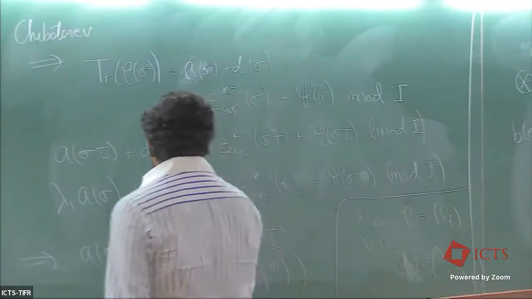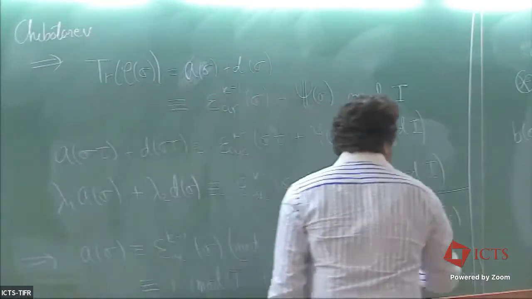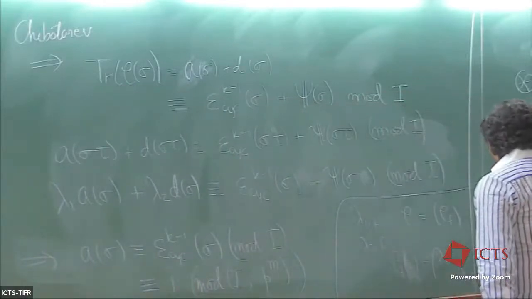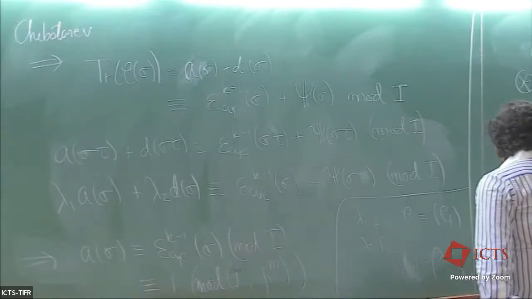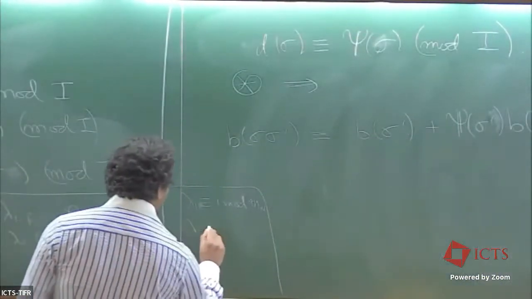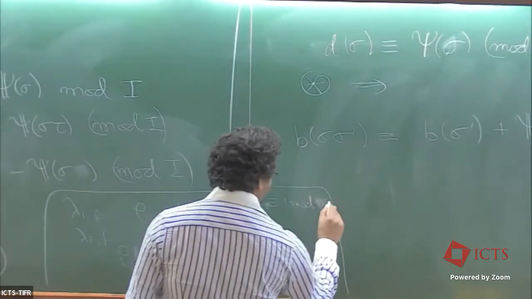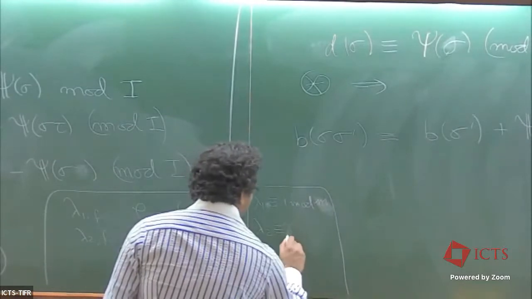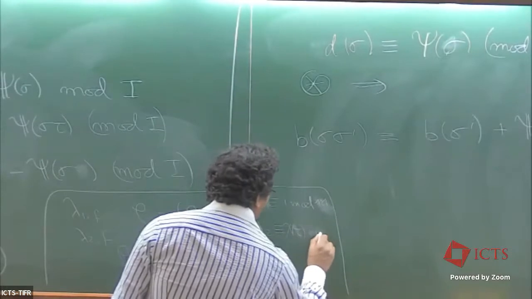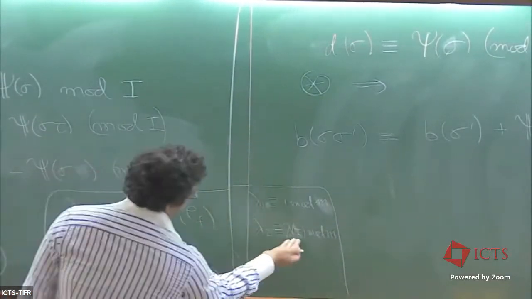And the other thing one uses to make them disappear is that lambda 1 is congruent to 1 modulo some maximal ideal of W, or maybe T. So let me write it as M. And then lambda 2 was something like chi of tau mod M, and chi of tau is not 1.